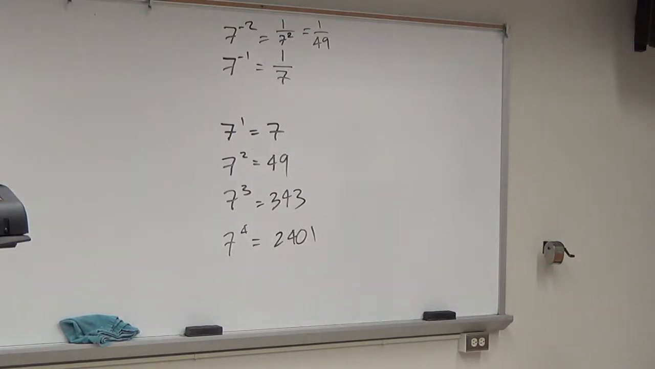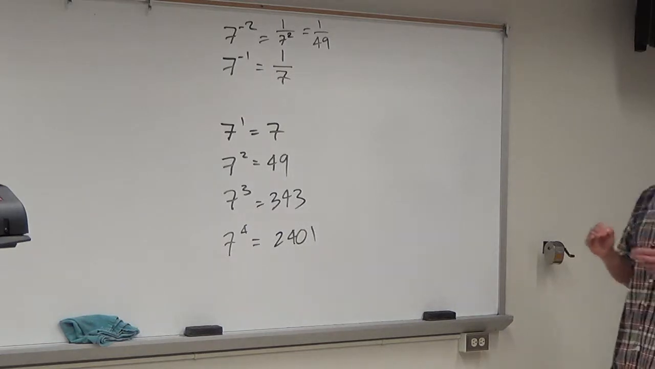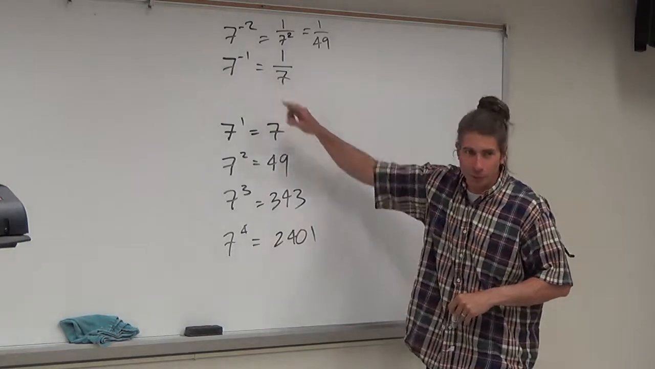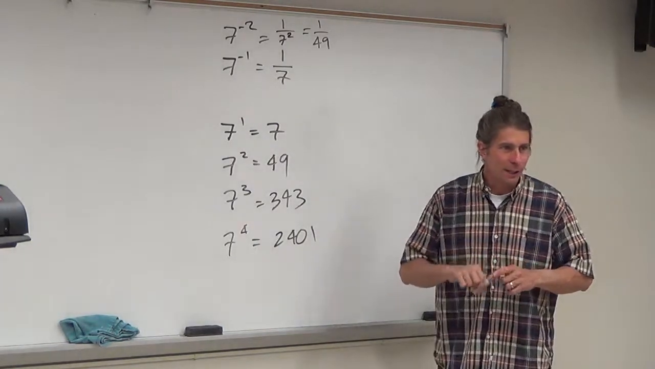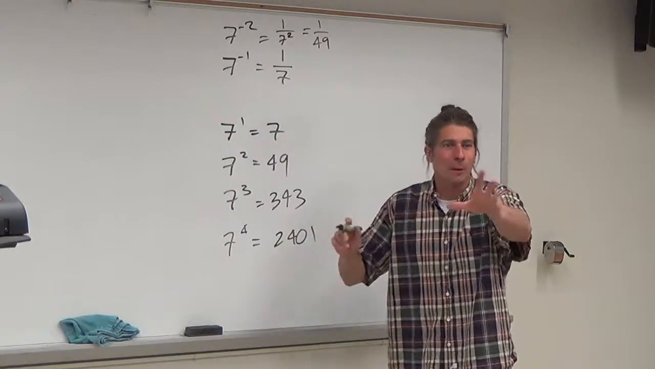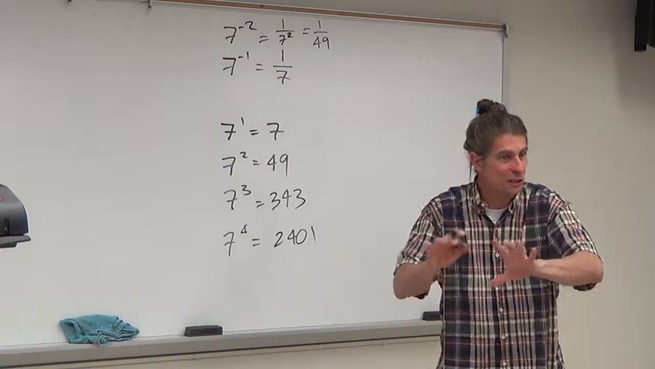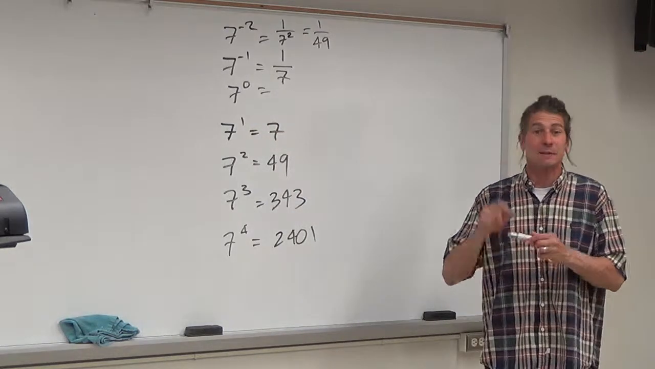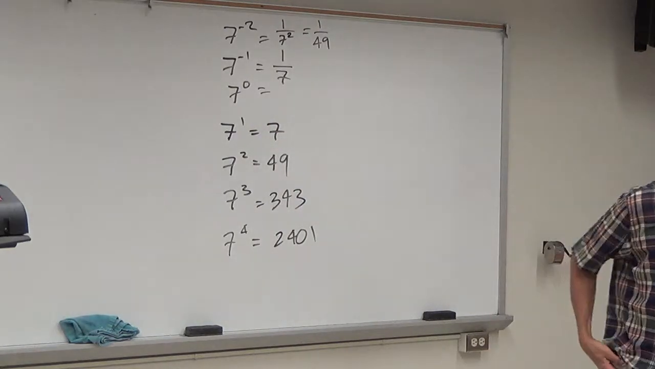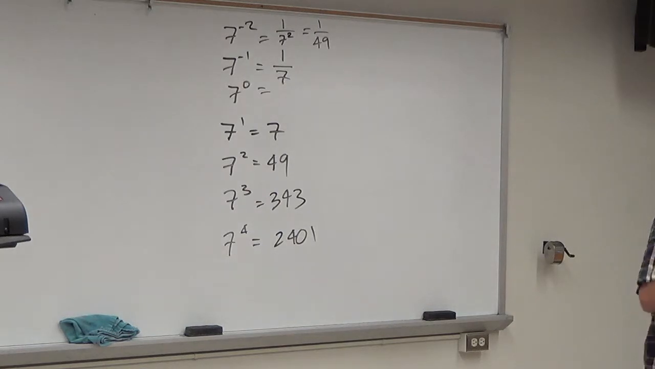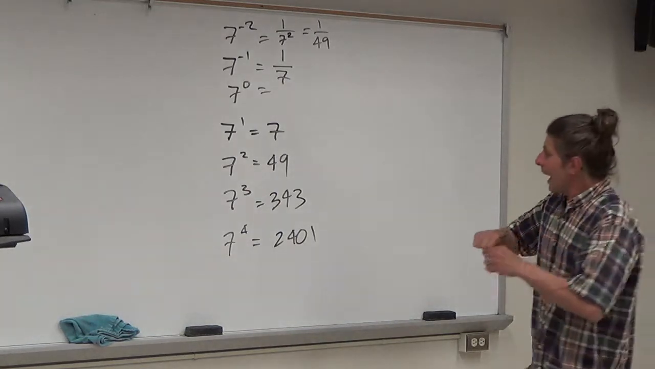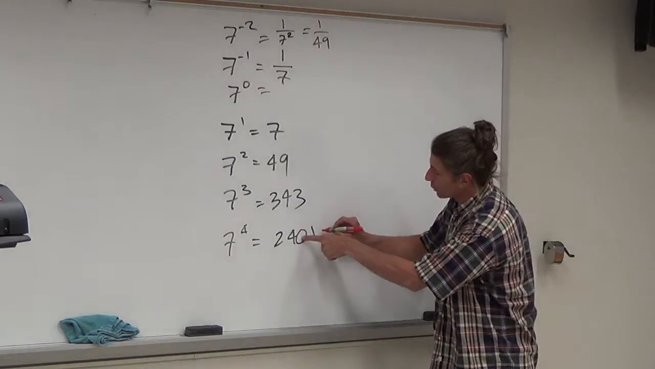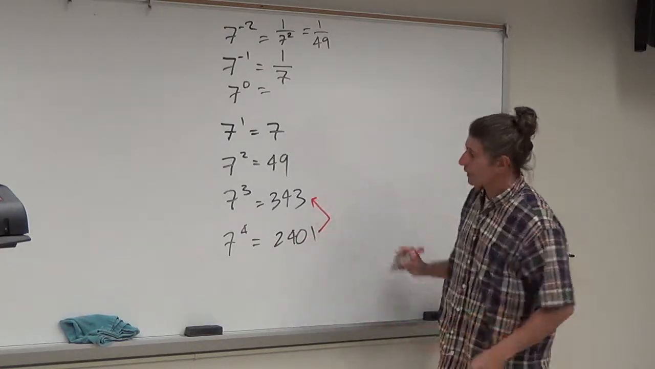So now I want you to look for the pattern. Because we skipped a number in here, didn't we? We skipped the problem child, which is 7 to the 0th power. The question is, what goes right there? Well, let's not plug it in by memorizing it. Let's plug it in by understanding how we get from one to the other. How do you get from 2401 to 343?